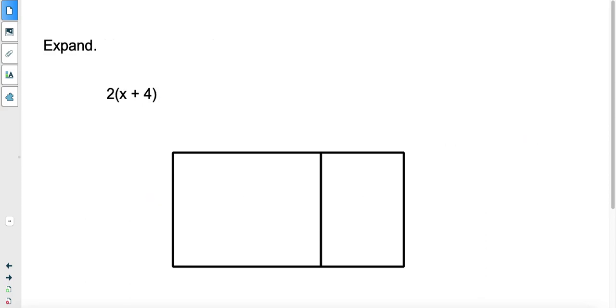The reason I wanted to show you this is it can be helpful when we're asked to multiply expressions like this. So here, we're multiplying 2 times x plus 4. Whenever you see brackets like this beside a number, that just means we're asked to multiply. And what we can do is consider a rectangle that has a length of 2 and a width of x plus 4. And the area of this rectangle will give us our answer.